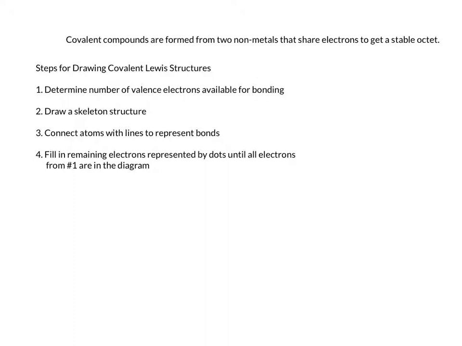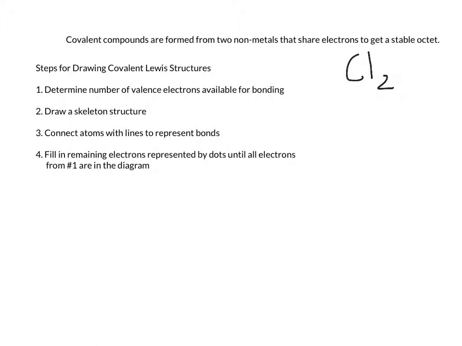We're going to start with something very simple for our first example. We're going to start with chlorine. Chlorine is what we call a diatomic molecule. It travels around connected in pairs. And so Cl2 is the formula for diatomic chlorine.